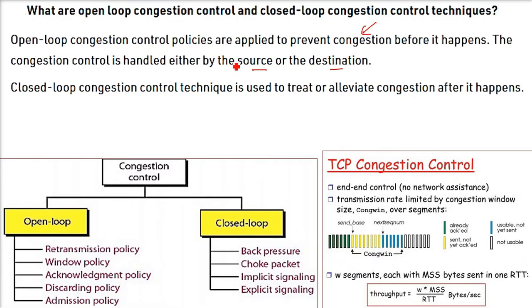Now, what is the closed loop congestion? This closed loop congestion control technique is used to treat or alleviate congestion after it happens. These are two kinds of congestion control techniques. In open loop, the different policies are retransmission policy, window policy, acknowledgement policy, discarding policy, and admission policy. In closed loop, we have back pressure, choke packet, implicit signaling, and explicit signaling.